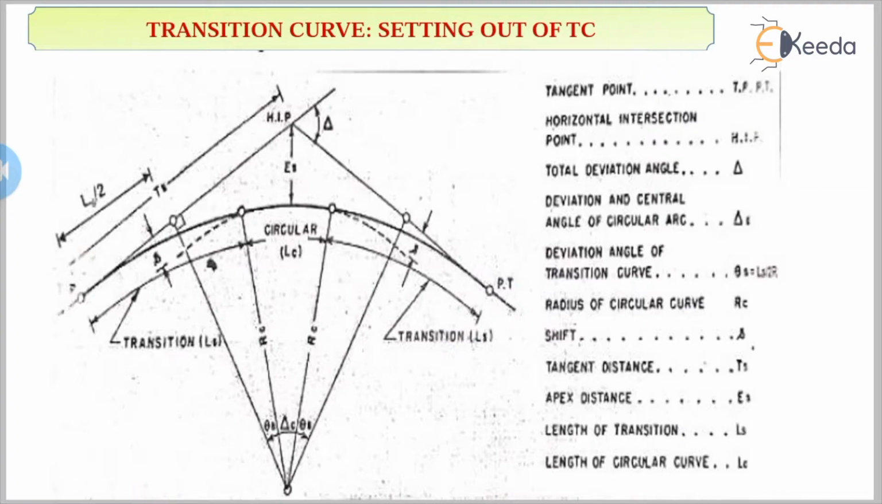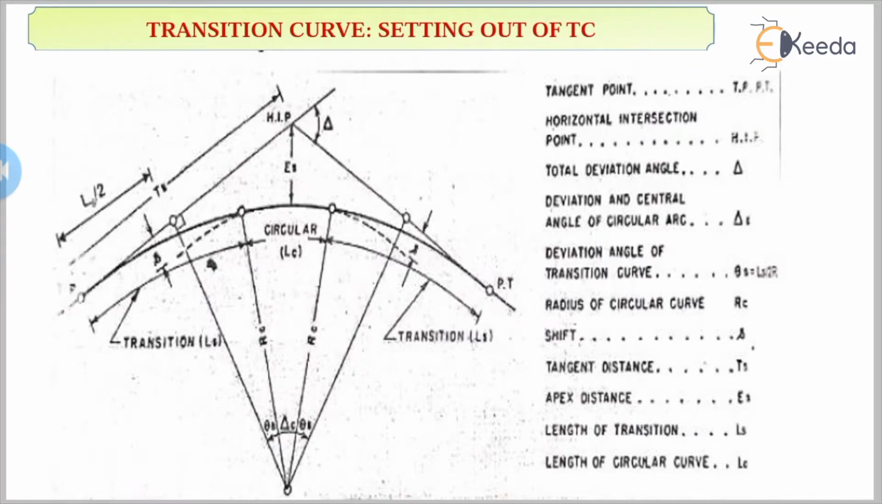If we do not introduce transition length, then a sudden jerk or sudden force will be applied on the circular curve, which will cause discomfort to the passengers, and a chance of skidding will occur. So that is why transition length is provided from the tangent to the circular curve.